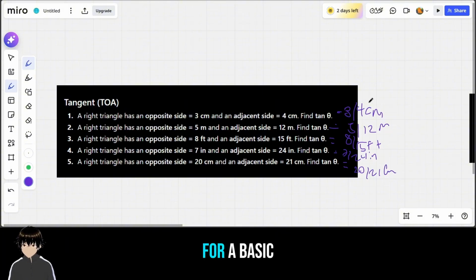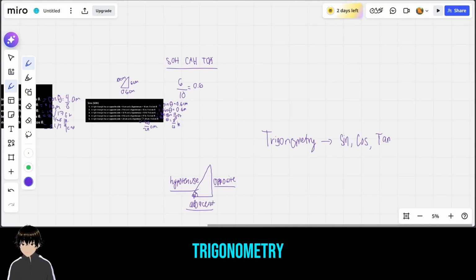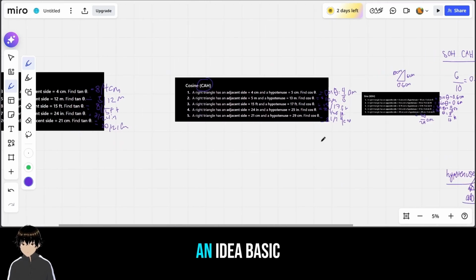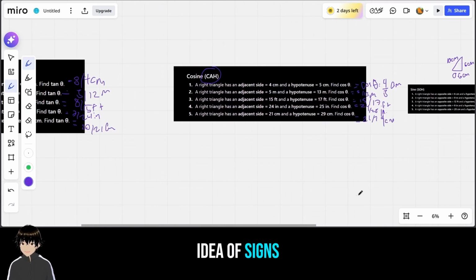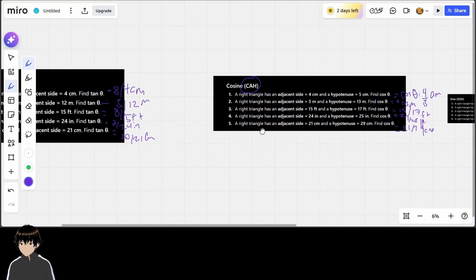So that's going to be it for basic trigonometry. We now have a basic idea of sines, cosines, and tangents. That's going to be it for this video.